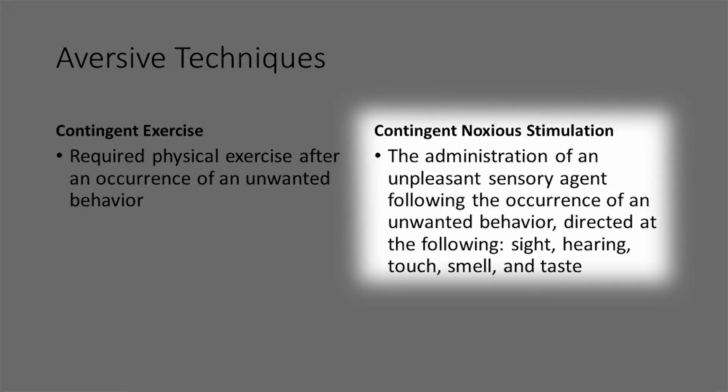Contingent noxious stimulation. This is following the occurrence of an unwanted behavior. Someone is presented with an unpleasant sensory agent: sight, hearing, touch, smell, or taste. An example of this might be washing someone's mouth out with soap after they've said something that you don't approve of, or using hot sauce as a punishment when someone has cursed.